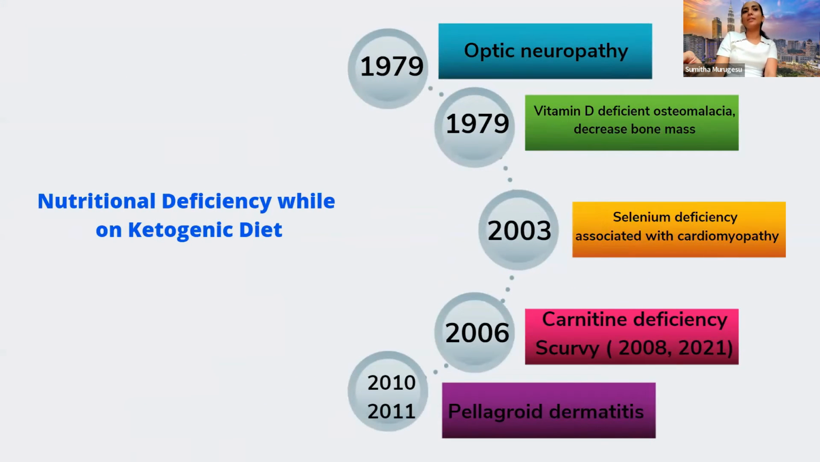What is the evidence with regards to the nutritional deficiency on the ketogenic diet? Not many, often they are just case reports. So I think the earliest I picked up was in 1979, a case report on optic neuropathy. And in the very same year, vitamin D deficient osteomalacia and decreased bone mass. Later in 2003, several case reports with regards to selenium deficiency associated with cardiomyopathy. In 2006, there were reports on carnitine deficiency, as well as scurvy in 2008. And in 2021, the one in 2021 was a child with autism on the diet. And in 2010 and 2011, there were case reports on pellagroid dermatitis.